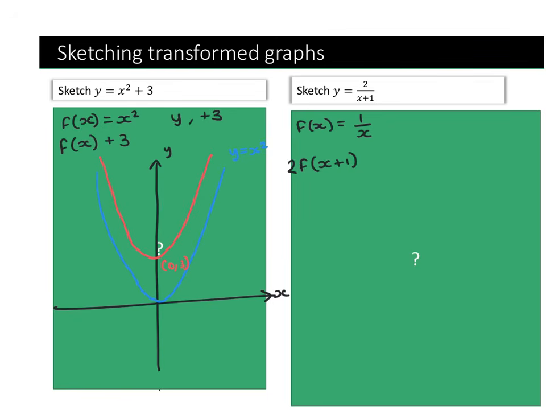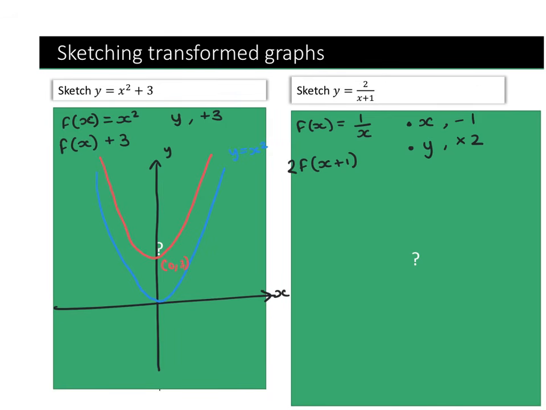Okay? So, is it inside or... So we've got 2. We've got 1 inside the bracket. So the 1 inside the bracket affects the x, and we're going to minus 1 from all the x coordinates. And then we've got 1 outside the bracket, which affects the y, and we're going to multiply all the y coordinates by 2.